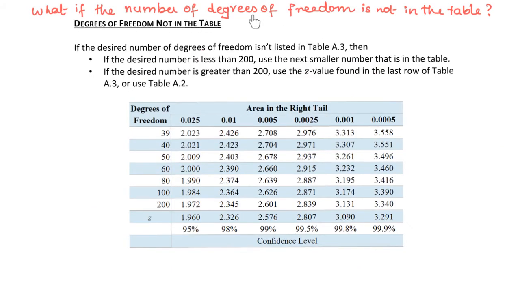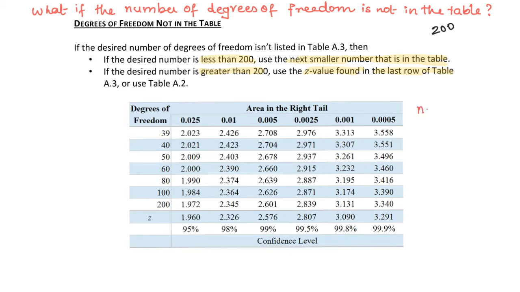What if the number of degrees of freedom is not in the table? The largest number of degrees of freedom in the table A3 is 200. If the desired number of degrees of freedom is less than 200, then use the next smaller number that is on the table. If the desired number of degrees of freedom is greater than 200, then use the z value found in the last row of the table. But you can use a calculator or computer because they can calculate the critical values for any number of degrees of freedom. Let me summarize this.